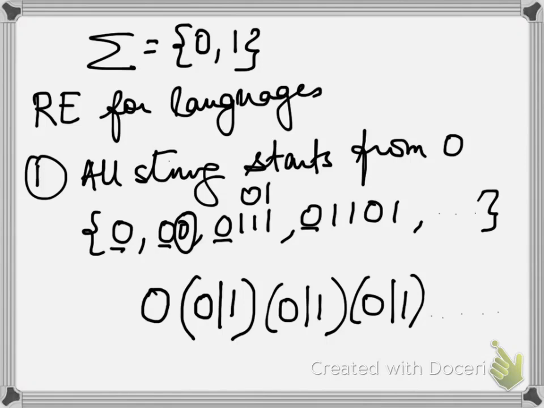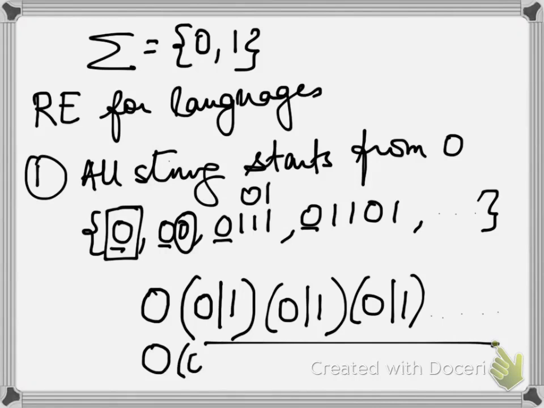But then how many times? I can repeat this as many times as I want, or I may choose not to repeat it at all. For this particular string 0, I am not repeating anything after the first 0. So can I not write it like this? 0 followed by (0 or 1) star. This gives me that it must start with a 0, and after that it can be any number of zeros or ones. So the regular expression for all strings starting with 0 is this.